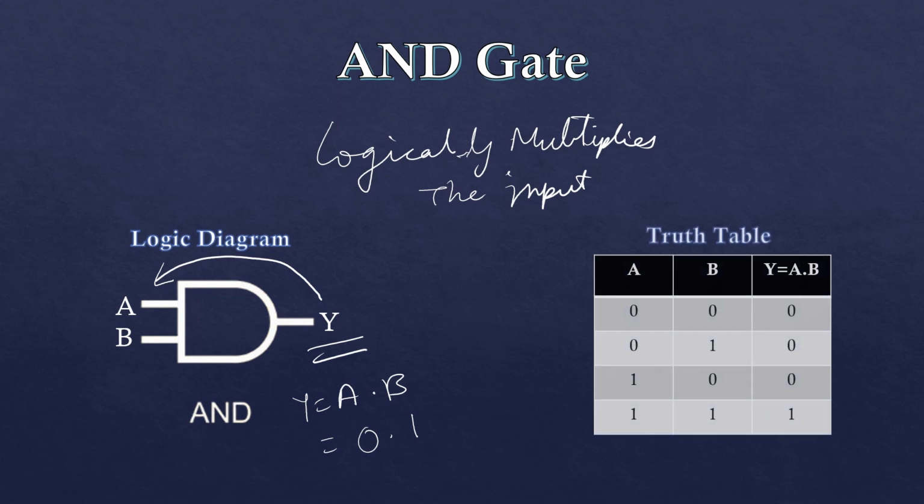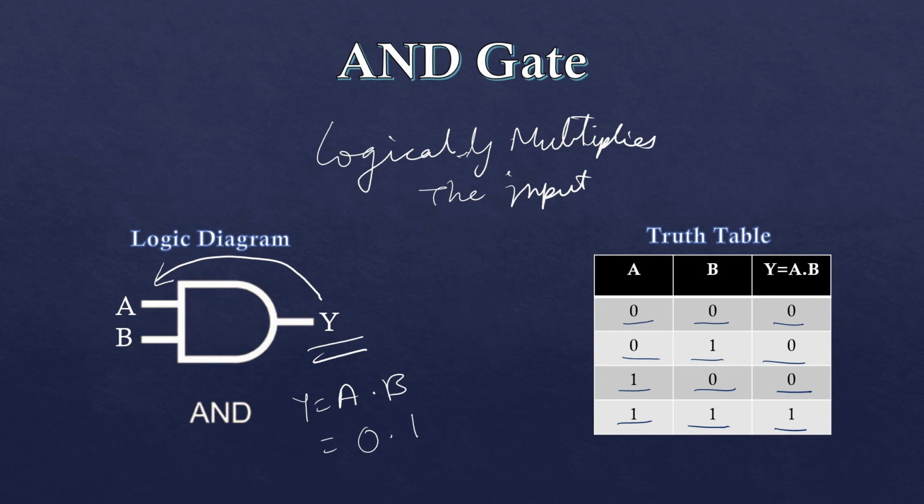Let's see the truth table for more information. The truth table helps us; you can see all the combinations. Suppose A is 0 and B is 0, then what's the output? 0 into 0 is 0. 0 into 1 is 0. 1 into 0 is 0. And 1 into 1 is 1.